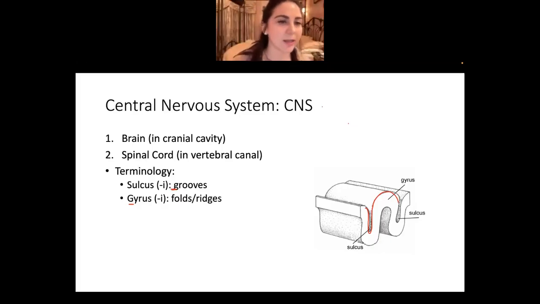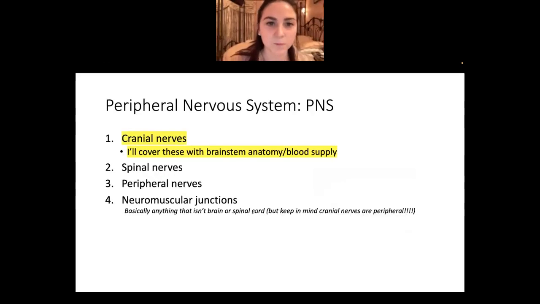That's what they're just talking about, these grooves and these sulci, but they can be little terminology landmarks that they can ask you to identify when you're looking at a brain. And I'll point them out when we get there.